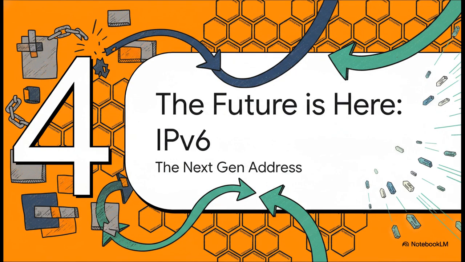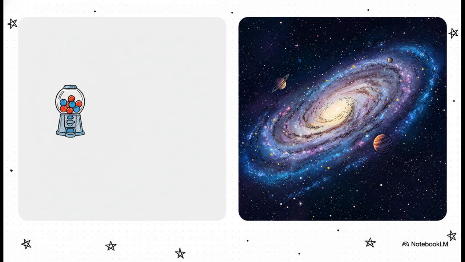But let's be honest, private addressing and NAT were always just clever patches, kind of like Band-Aids to stop the bleeding. The real, long-term solution was to build a new, bigger, and better system. And that brings us to the next generation, IPv6. So get ready for a jump in scale that is almost impossible to wrap your head around. IPv4's 4.3 billion addresses felt like a lot, but we ran out.